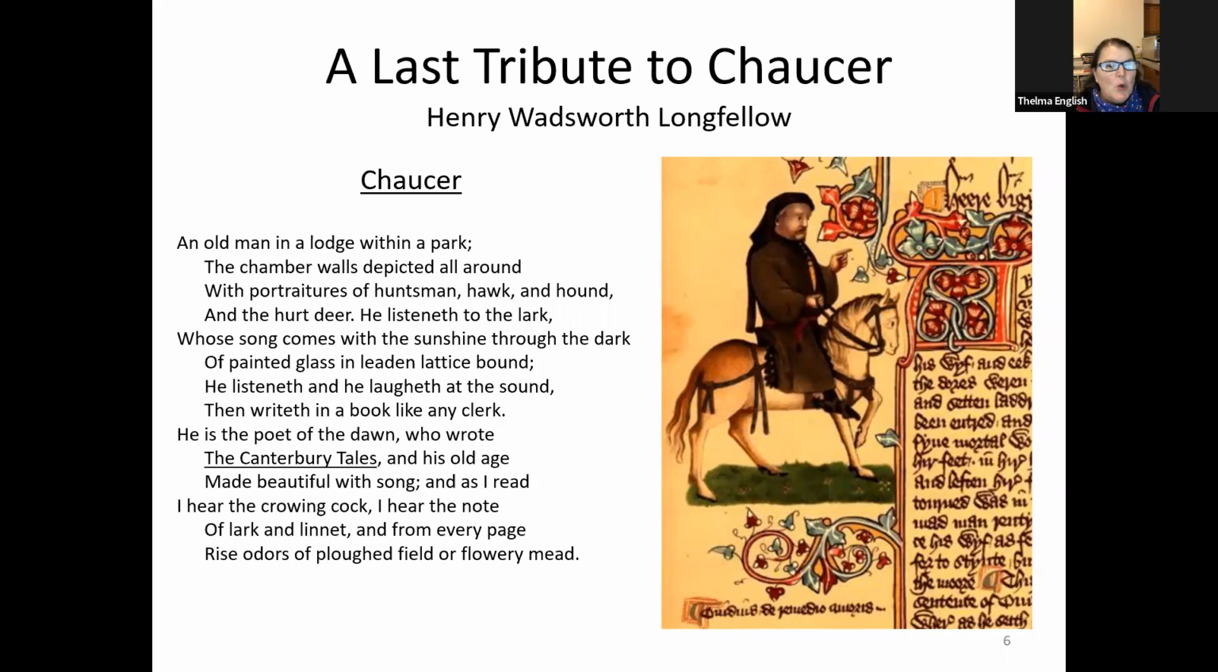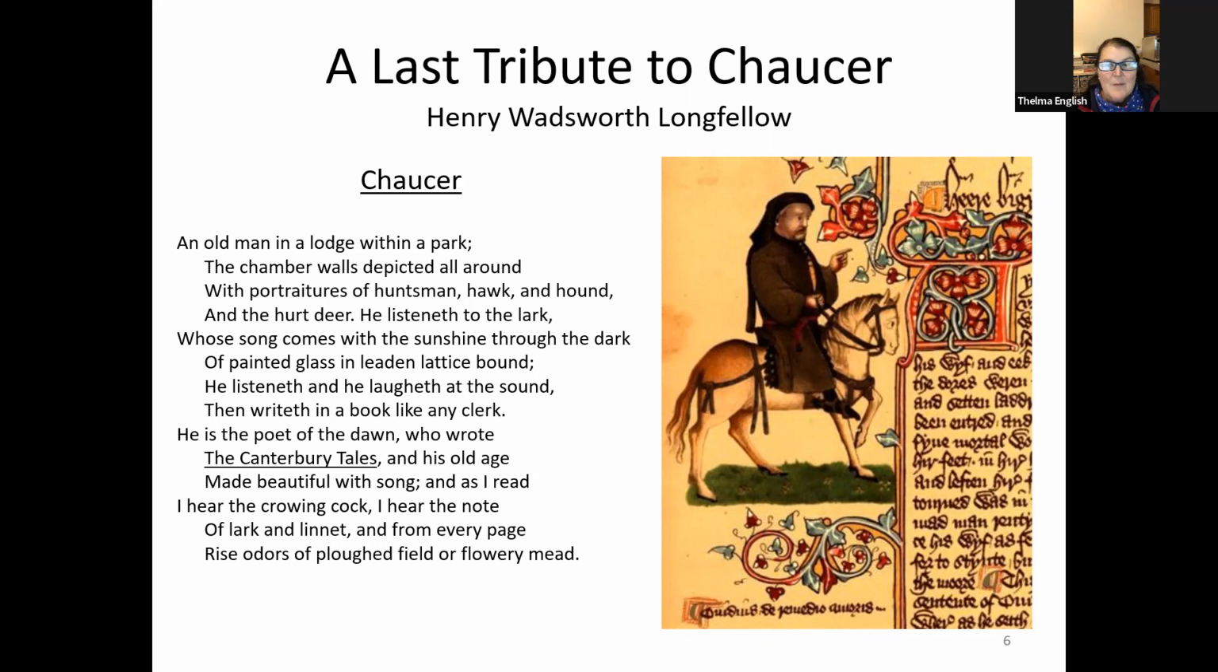An old man in a lodge within a park, the chamber walls depicted all around, with portraitures of huntsman, hawk, and hound, and the hurt deer. He listeneth to the lark, whose song comes with the sunshine through the dark, of painted glass in leaden lattice bound. He listeneth, and he laugheth at the sound, then writeth in a book like any clerk. He is the poet of the dawn, who wrote the Canterbury Tales, and his old age made beautiful with song. And as I read, I hear the crowing cock, I hear the note of lark and linnet, and from every page rise odors of plowed field or flowery mead.